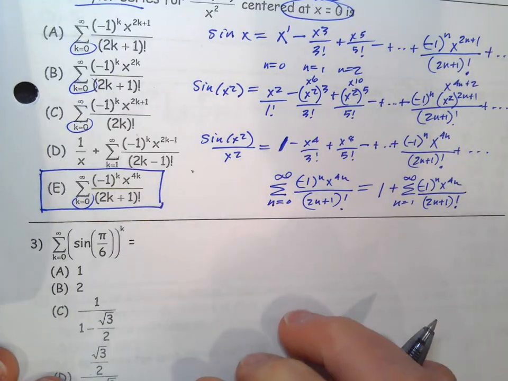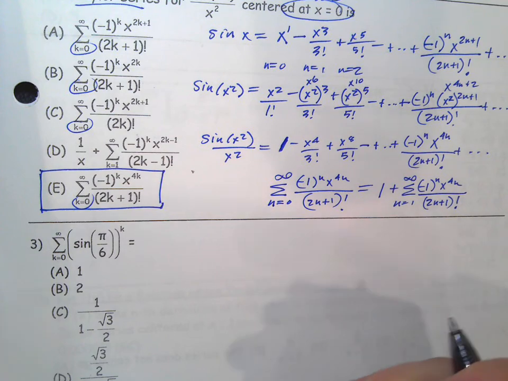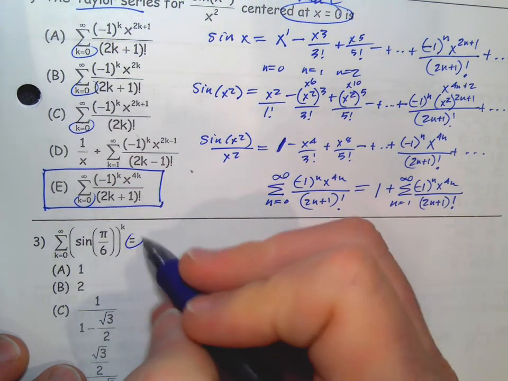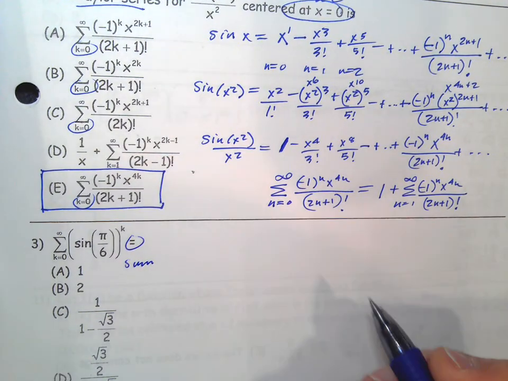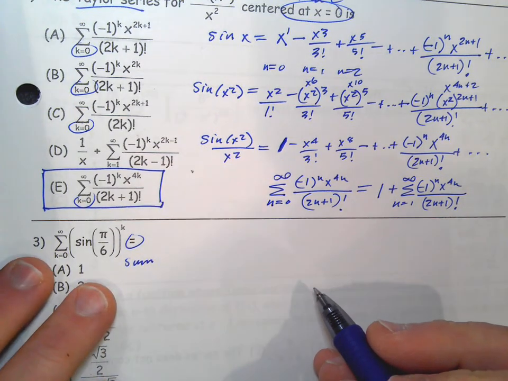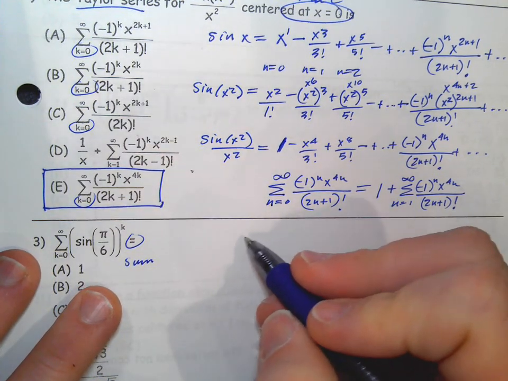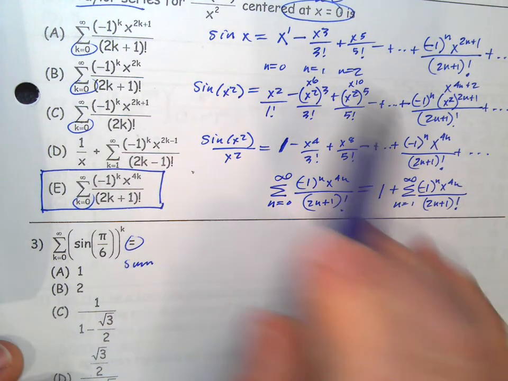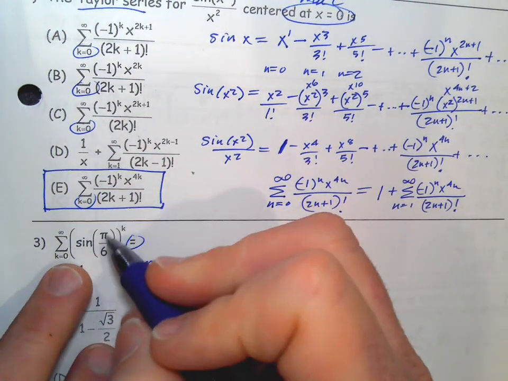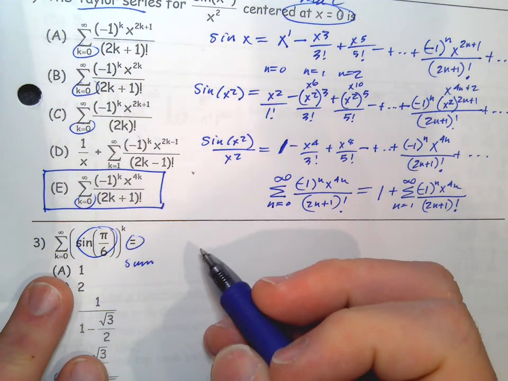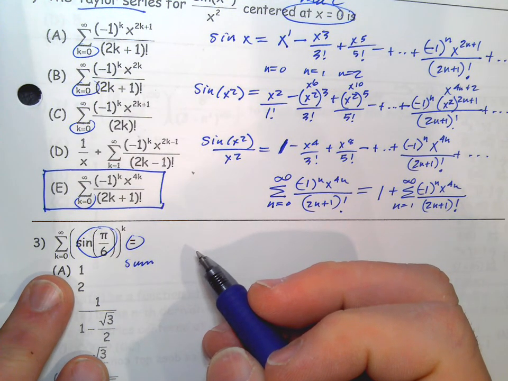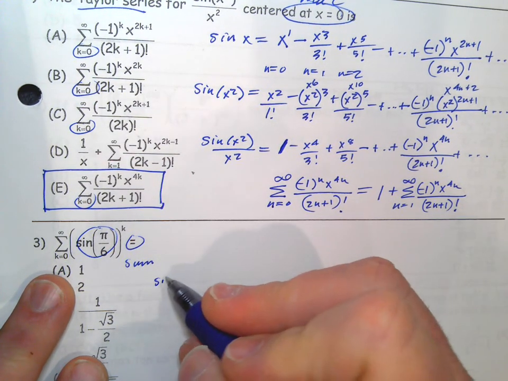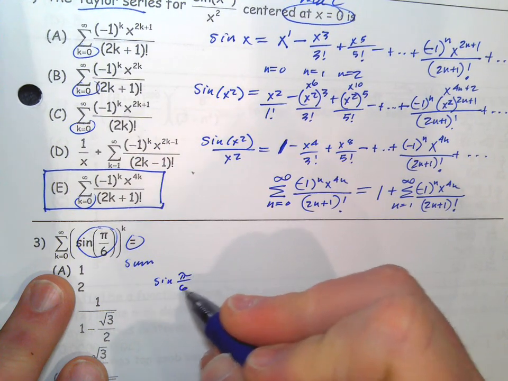Okay, number 3, they just give you a closed series and ask you what does it equal, which is asking you to try to find the sum. So this, you see sine in there, you're like, oh, we should do that. No, sine of pi over 6 is a constant number. Okay, what's sine of pi over 6? Sine of pi over 6 is 1/2.